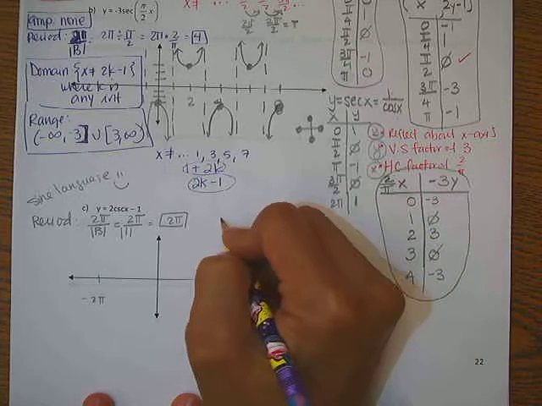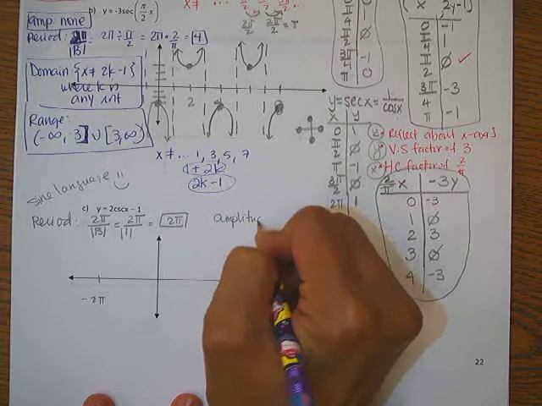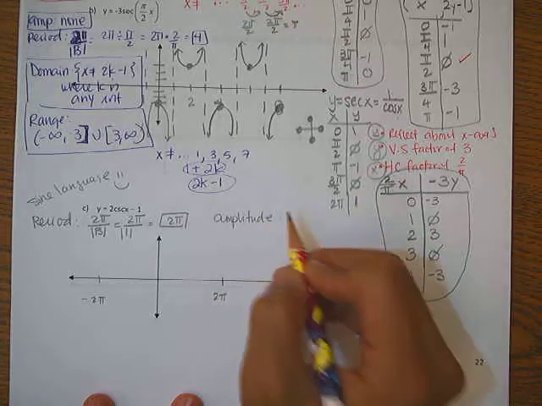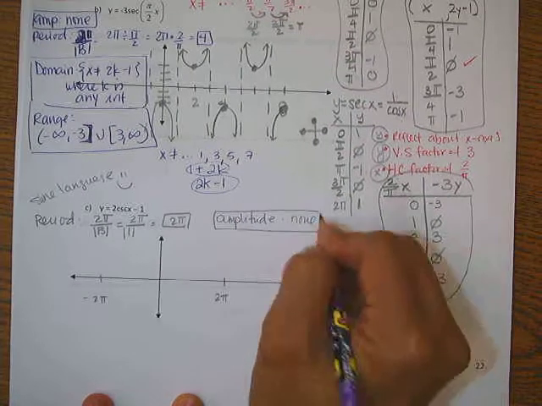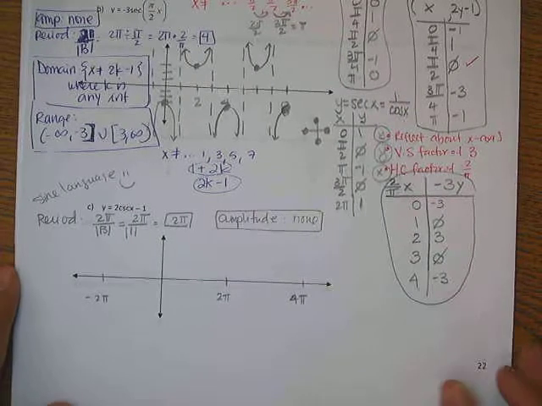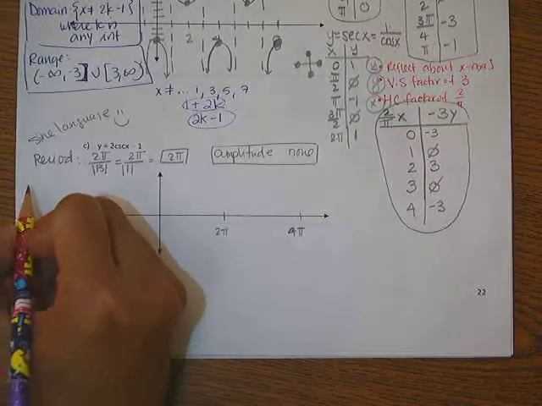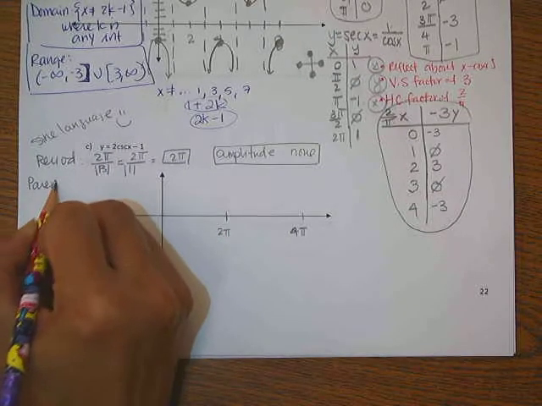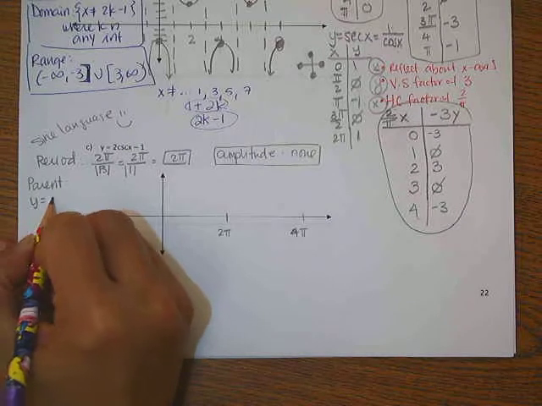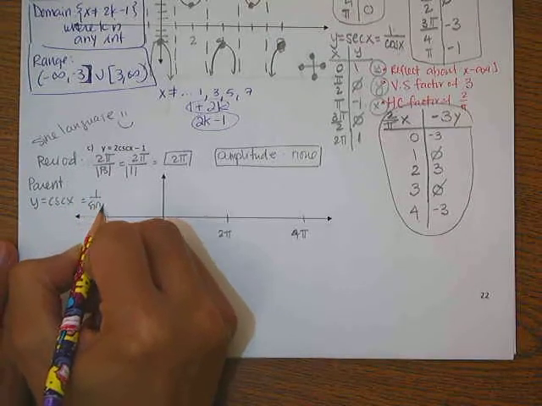The next thing it asked was to find the amplitude. Amplitude, and as you remember from the parent function of cosecant, there's none. Okay, there is none. Okay, so what we're going to do first is I'm going to give you the points for sine. So the parent function is y equals cosecant of x, and cosecant is really 1 over sine of x.